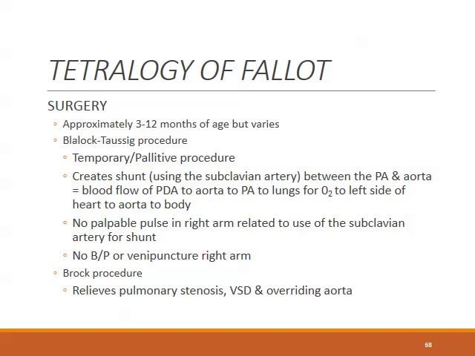If they do the Blalock-Taussig procedure, it's going to be a temporary palliative procedure. It's going to create a shunt using the subclavian artery between the pulmonary artery and the aorta, and this will allow the blood flow from the PDA to the aorta, to the pulmonary artery, to the lungs for O2, to the left side of the heart, to the aorta, to the body. Now, there is no palpable pulse in the right arm related to the use of the subclavian artery for the shunt. So once they have that, they will have no palpable pulse. They'll also have no blood pressure or venipuncture done in that right arm.